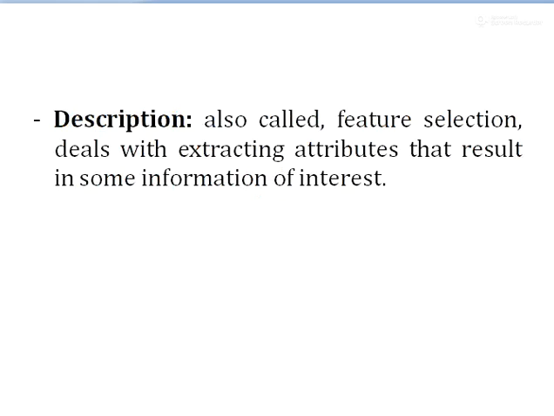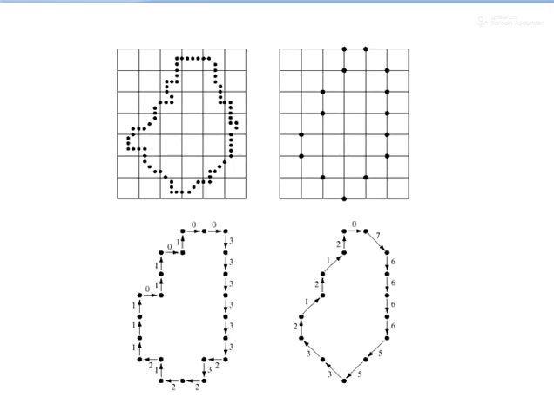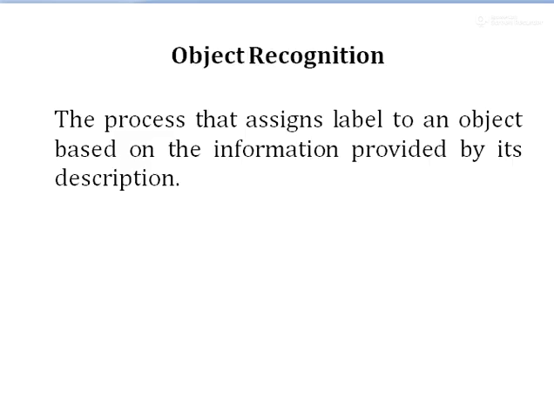Description, which is also called feature selection, is used to extract the essential features, said to be the information of interest. That is said to be description. Let us see here how they are representing some external as well as internal structures. This is said to be representation as well as description.